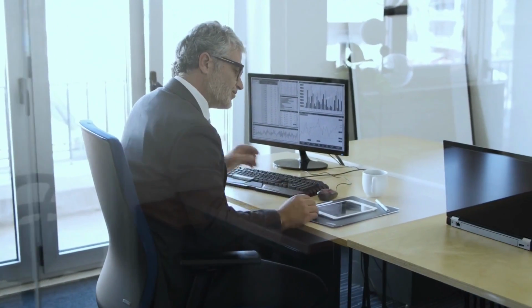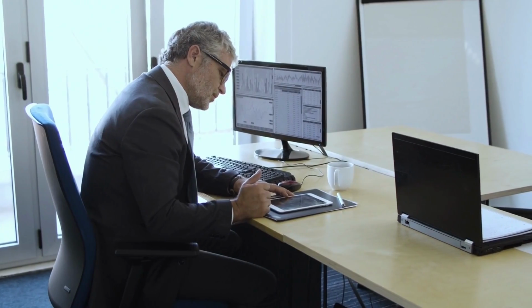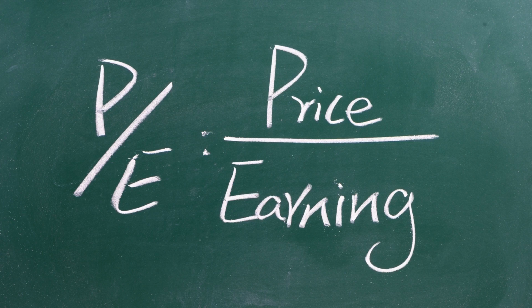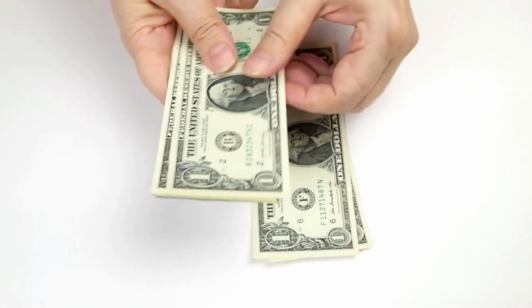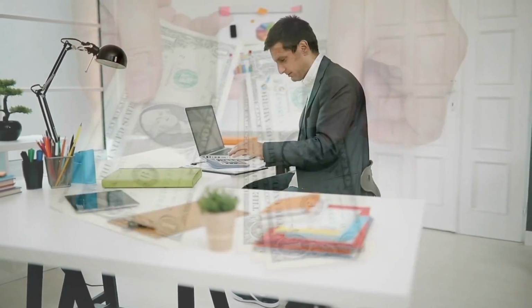So first, the basics. The price to earnings ratio, or PE, is a very common way to value stocks, probably because it's so simple. You just take the company's stock price in the numerator and divide it by the company's earnings per share, which is the denominator. And it tells you how much investors are willing to pay per share for $1 of earnings.